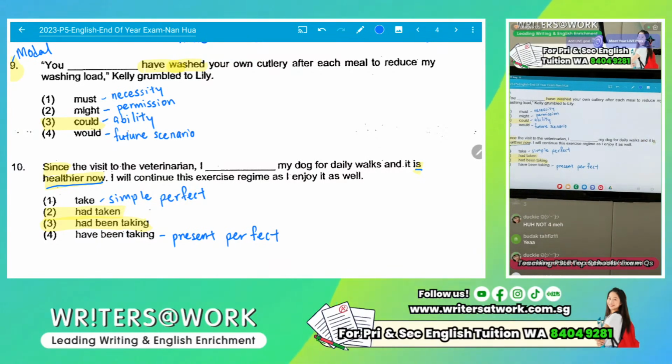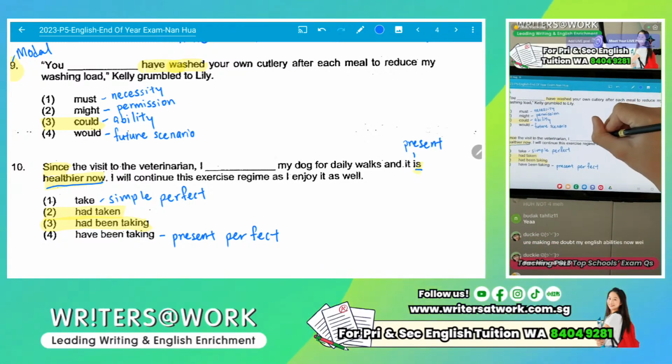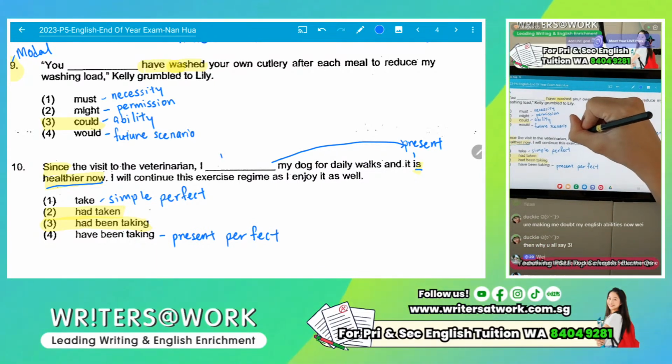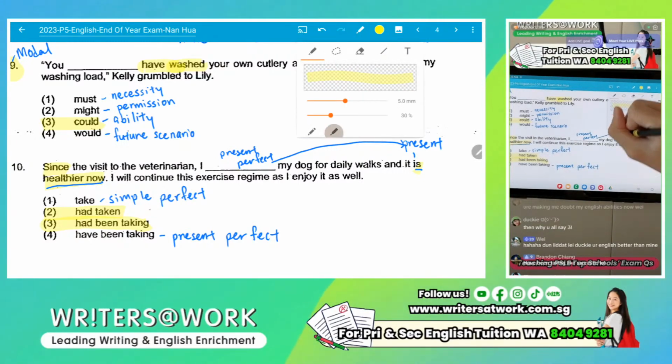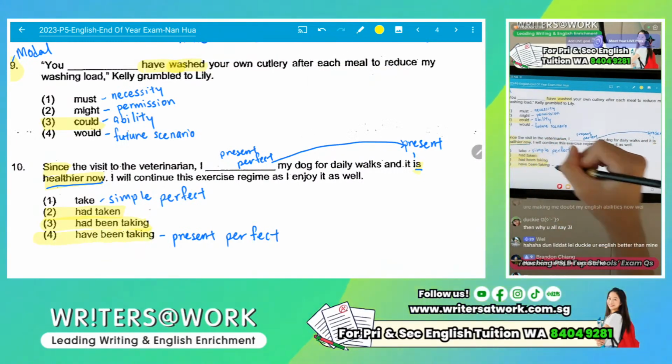My dog is feeling healthier now. Okay. Why is my dog feeling healthier? Because I have already been taking it for daily walks before it became healthier in the present. Okay. So since this took place before my dog becoming healthy now, this must be in the present perfect tense. Okay. So this should be option 4, have been taking. Okay, so present perfect is your answer.